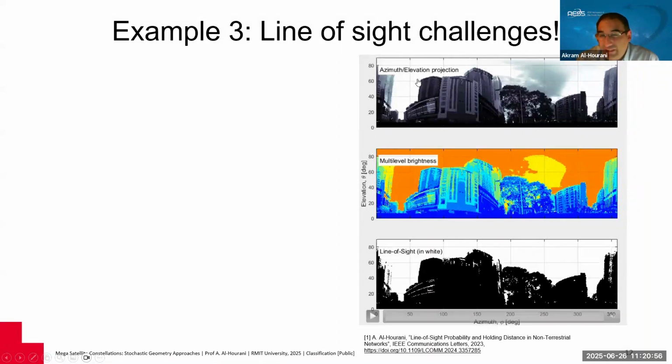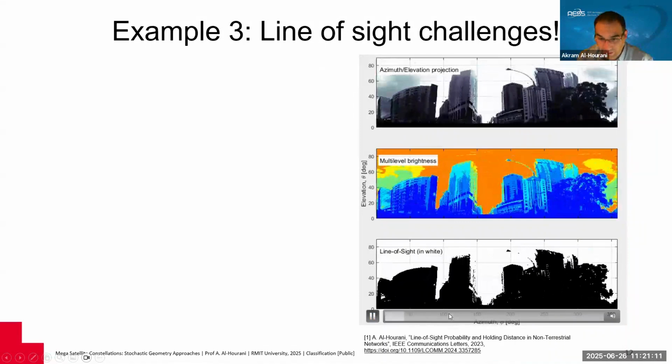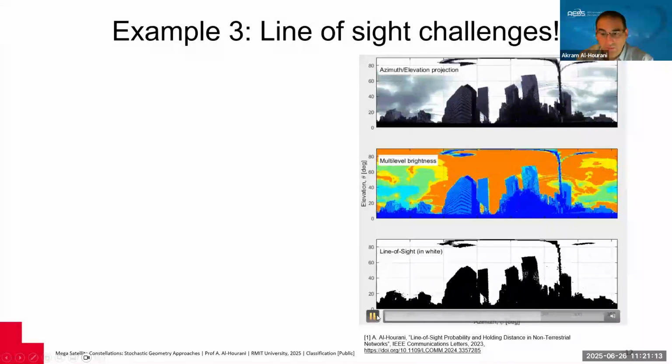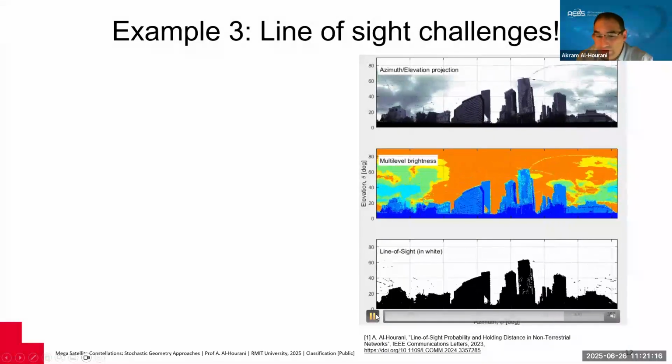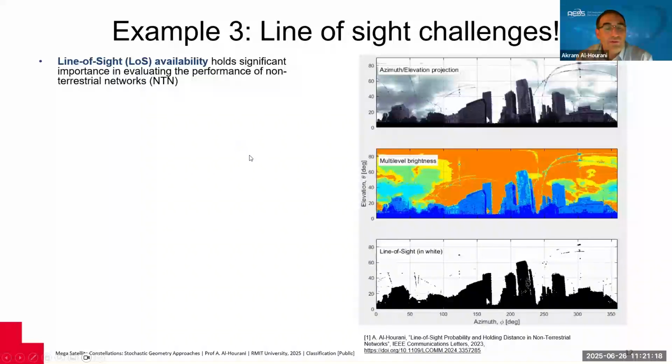Now, because the sky is very bright, you're able to binarize the image. Everything in black you're seeing is blocked sky. Everything in white is non-blocked sky. So if a satellite exists in this area, you should have line of sight with it. I'm just going to play that to give you an example of how the environment would look like in a typical city. So for non-terrestrial networks, for satellite applications, it's very important to have line of sight, especially if using high frequencies and millimeter wave or microwave even.